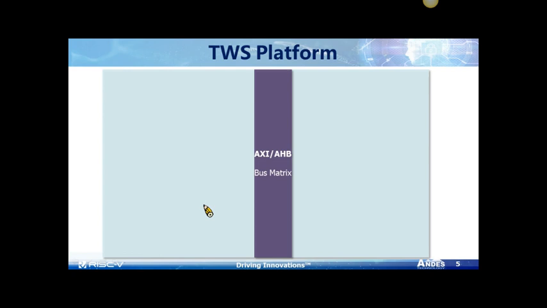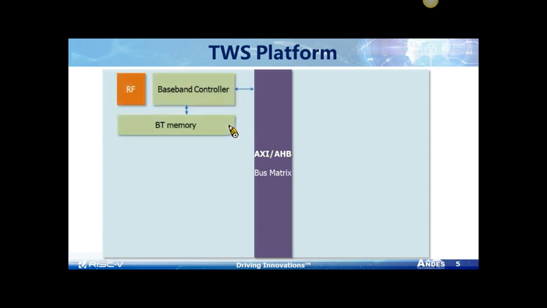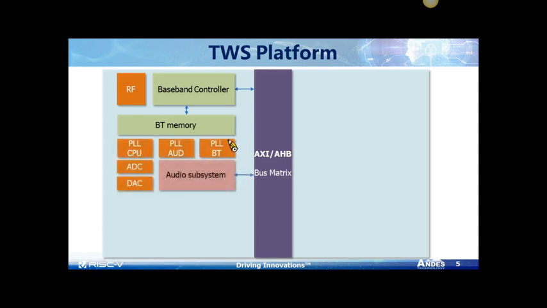Next, I'll give you a brief concept of TWS SoC design. Here is the SoC architecture, and we have a bus matrix to connect all modules in the system. First, we have the Bluetooth subsystem. It includes RF, baseband controller, and memory dedicated to the Bluetooth subsystem. Next, we have some analog macros and the audio subsystem for audio data streaming.